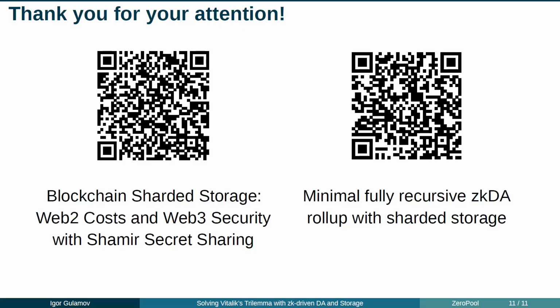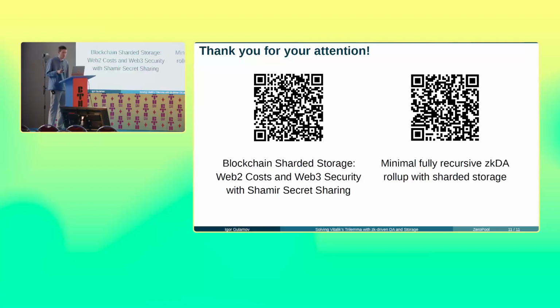Here are some links for our research. I think the solution of Vitalik's trilemma is important for migration from Web 2 to Web 3, not only decentralized Twitter, but decentralized Uber, decentralized Instagram, decentralized Facebook, and so on. And of course, it's important for general-purpose blockchain-specific problems also. Thank you for your attention.